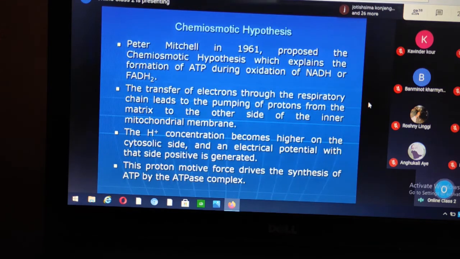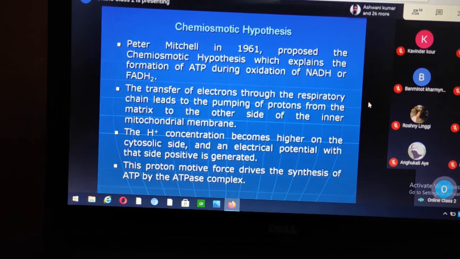It is a linked reaction. So now the question is, how does the oxidation of the reduced coenzymes lead to the formation of ATP? There were many hypotheses which try to explain how ATP is formed when the reduced coenzymes are oxidized. One is the conformational change hypothesis.